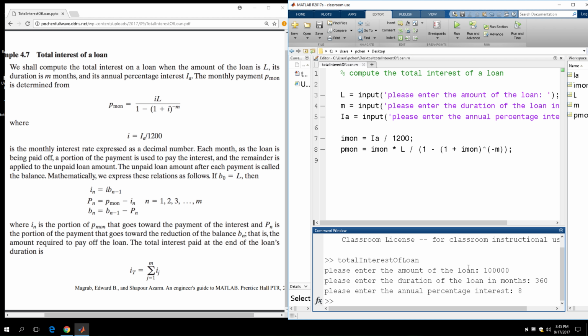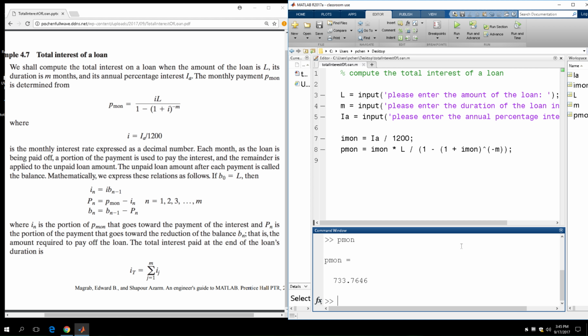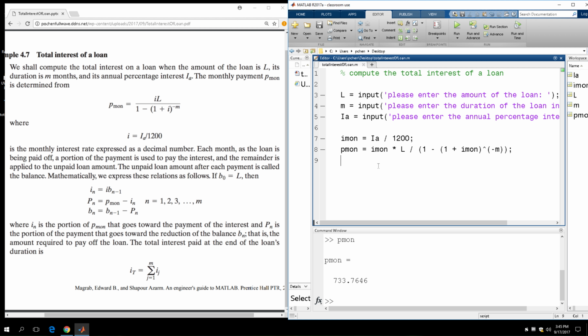And then what's going to be P month, the monthly payment? $734. It looks like it's not a huge amount. It seems to be reasonable. So that's the 5 containers.